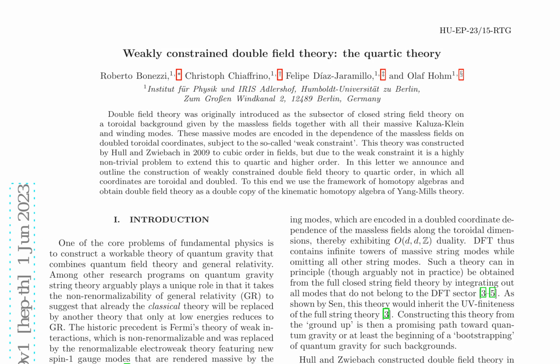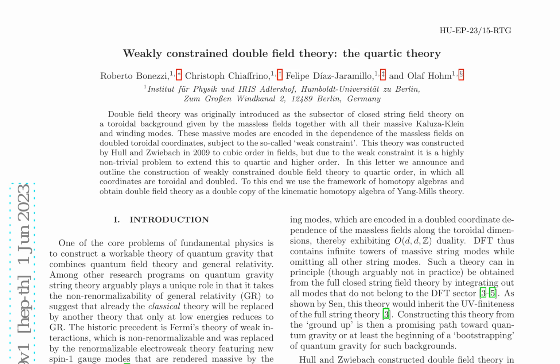This research paper introduces the concept of weakly constrained double field theory, DFT, to quartic order, a promising approach to quantum gravity. DFT is a subset of closed string field theory on a toroidal background, encoding massless fields and their massive Kaluza-Klein and winding modes. The theory is subject to the weak constraint, originating from the level matching constraint, which makes it challenging to extend the construction beyond cubic order.